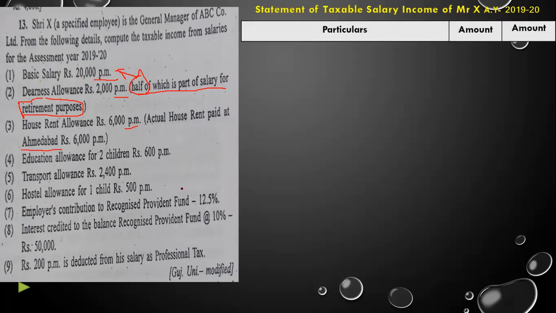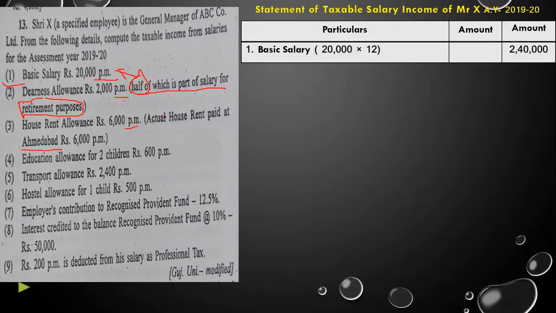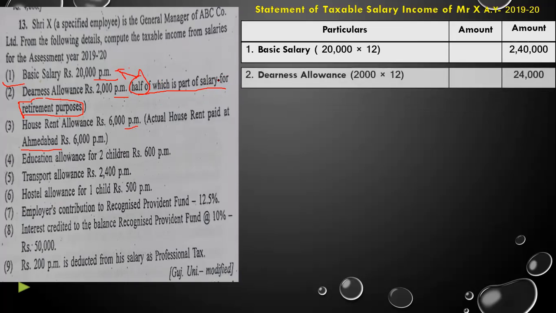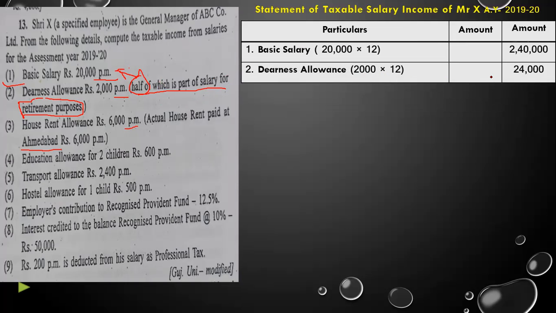We will make the table of two columns, particulars and amount. Now our first point is basic salary. So we will do the first entry, that is basic salary. Here 20,000 rupees per month is given, so 20,000 into 12 is equal to 2,40,000. Then our second thing is dearness allowance, rupees 2,000 per month. This line will only be used for calculating the allowances or any other things. But here we will add full dearness allowance: 2,000 into 12 is equal to 24,000.